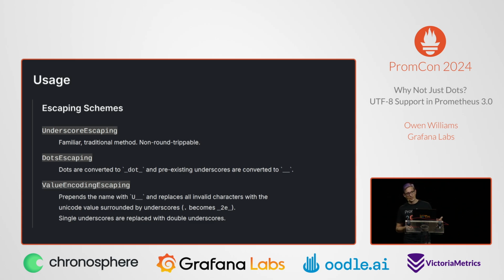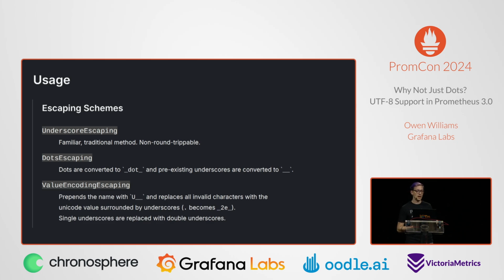Underscores are familiar and traditional and non-round trippable. You don't know what character it was to produce that underscore. It could have been a dot. It could have been something else completely. For that reason, we also provide 2 other methods of escaping. There's one called dots escaping, which at least tells you what the dots were, and then everything else just becomes an underscore. That can be useful for systems like Graphite, where dots are very heavily used. But the other ones are less likely to be used.